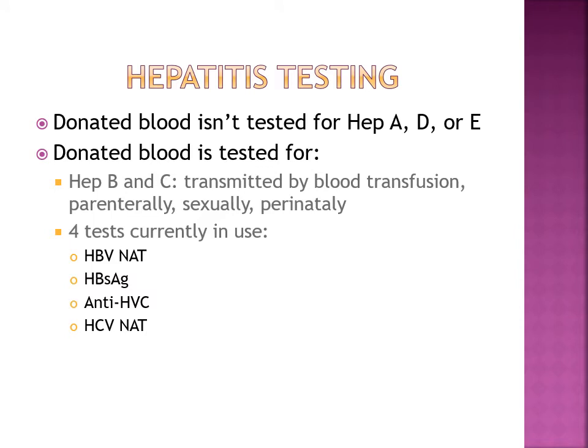For hepatitis testing, donated blood is not tested for hepatitis A, D, or E, but it is tested for hepatitis B and C. These are transmitted by blood transfusion, parenterally, sexually, and perinatally. The 4 tests currently used for this are the hepatitis B NAT testing, the hepatitis B surface antigen, antibodies to hepatitis C, and the hepatitis C NAT testing.